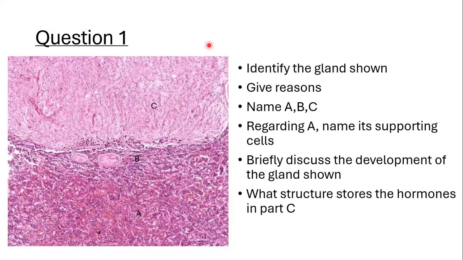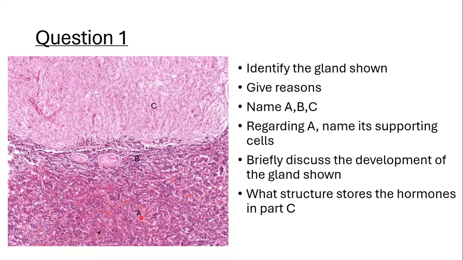So, give reasons. Why do you think it is the pituitary gland and not any other? Any reasons? Omondi is suggesting that we have a neurohypophysis and an adenohypophysis. So between A, B, and C, name A, B, and C. These are parts of the pituitary.